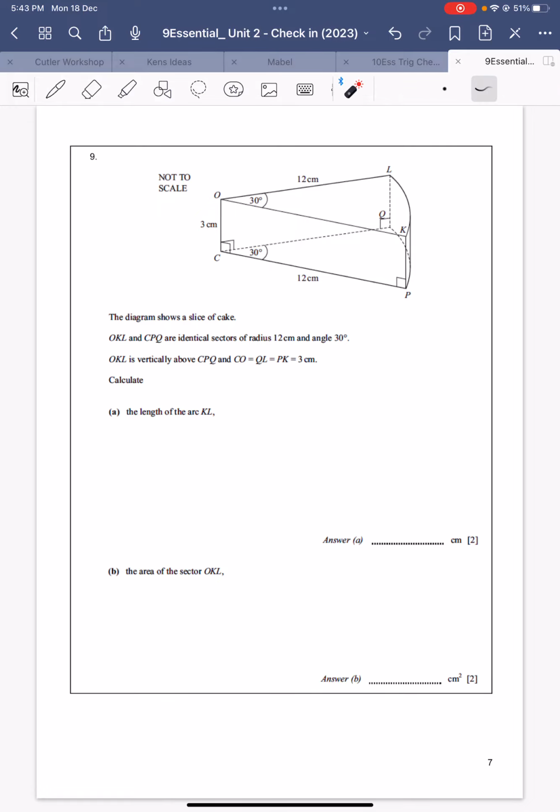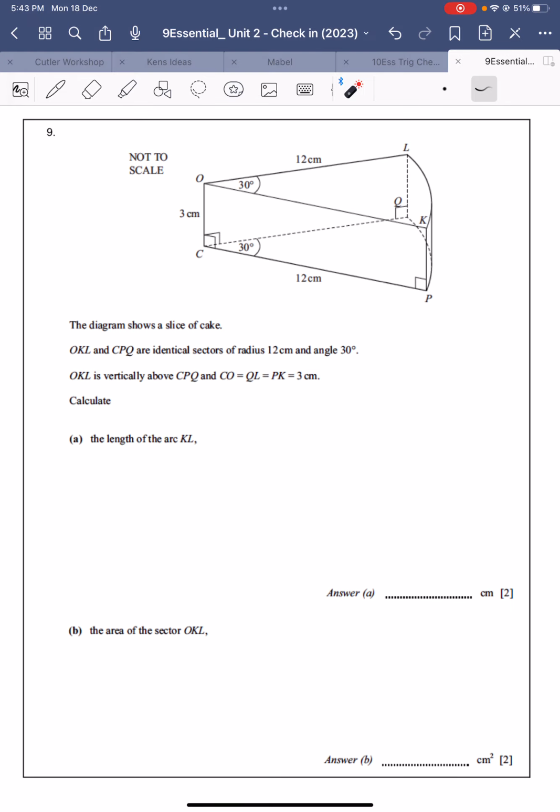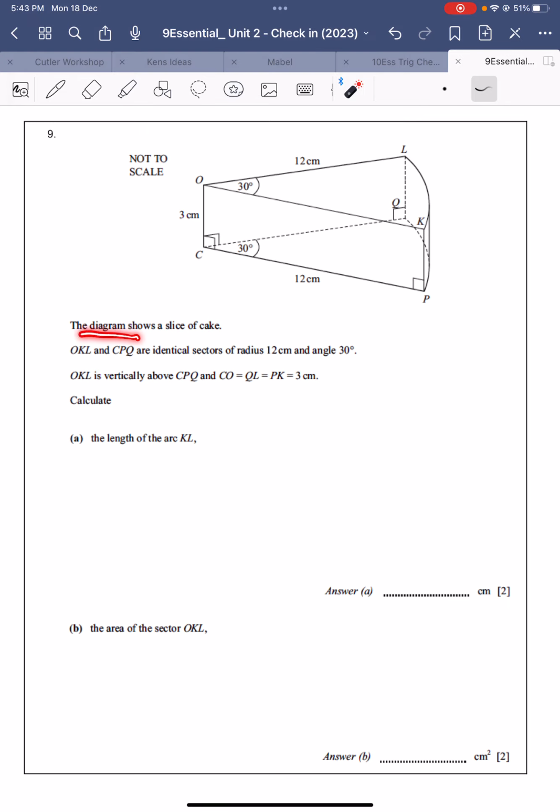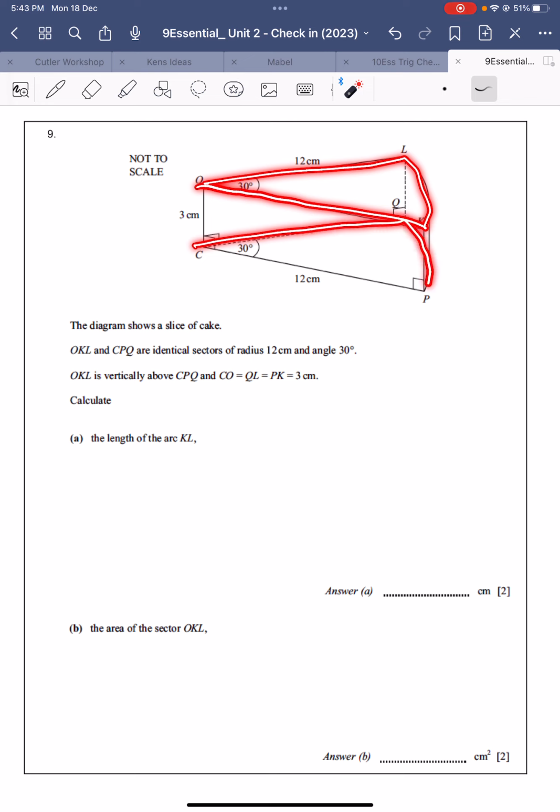All right, again, let's just read the information. Make sure the information given in the words is all in the diagram. OKL and CPQ are identical sectors. OKL, so that's this sector, and CPQ. Oh, okay, so that's just the top and bottom, right? So it sounds like the cross-sectional area is the same as we go all the way down. That might be helpful for the volume.